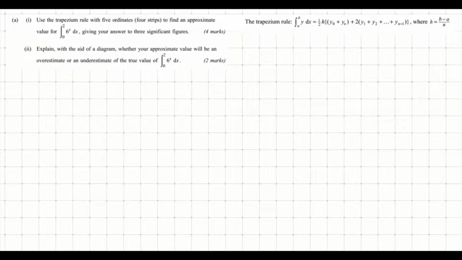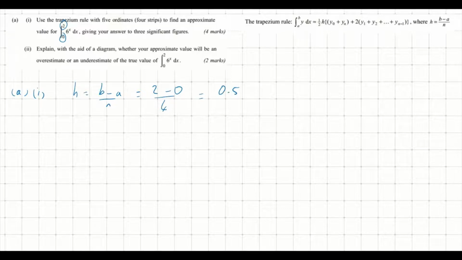So that means that for the Trapezium Rule, the first thing we need to do is work out h equals b minus a over n. Now h is the width of each strip, and b and a are the limits to the integral, so it's the 2 and the 0. So h is 2 minus 0, over n. N is the number of strips, so n is just 4. 2 minus 0, 2 over 4 is 0.5. So this 0.5 is going to be the width of strips that we're using in our Trapezium Rule calculation.